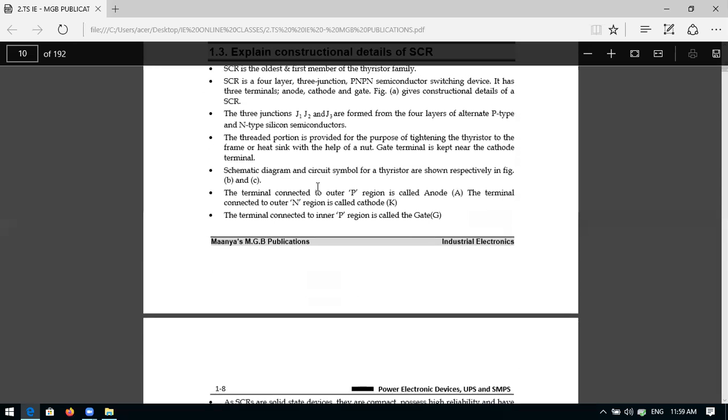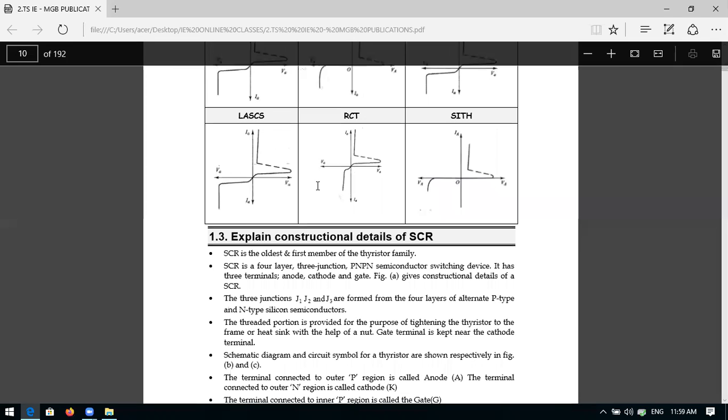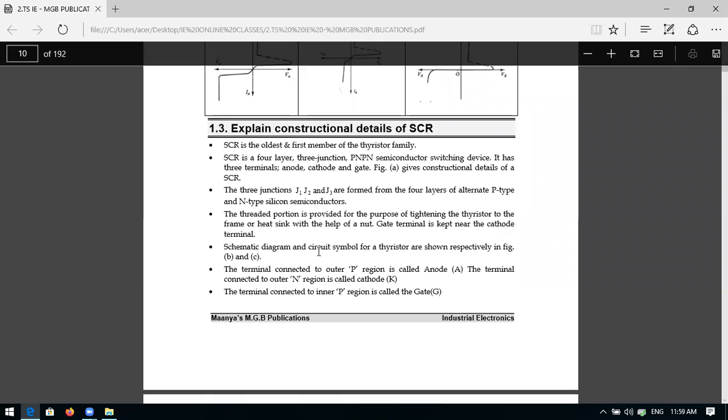Next we will go for the construction details of the SCR. I already discussed how many layers the device has. It is a 4-layer device. How many junctions? 3 junctions. For example, a transistor has 3 layers. How many junctions does a transistor have? Two junctions, the emitter junction and the collector junction.